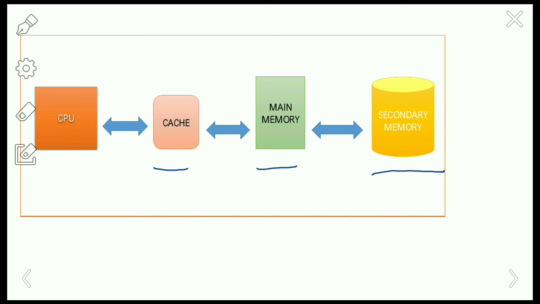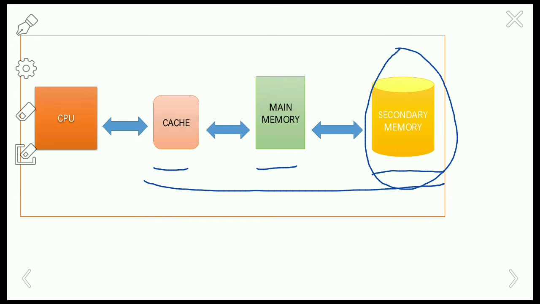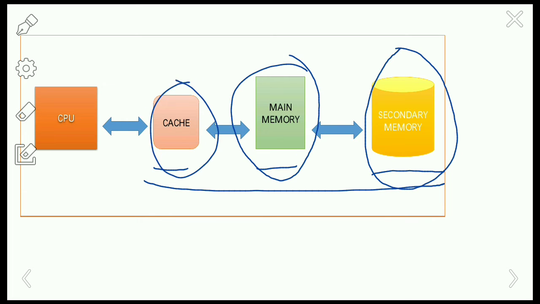So the music file will be there in the hard disk, right? In the hard disk, the file will be there. So every program will be there in the secondary storage devices, right? Here, if you see the hierarchy, the secondary memory has larger capacity than main memory, and main memory has larger capacity than cache memory, right? And cache memory has larger capacity than registers.